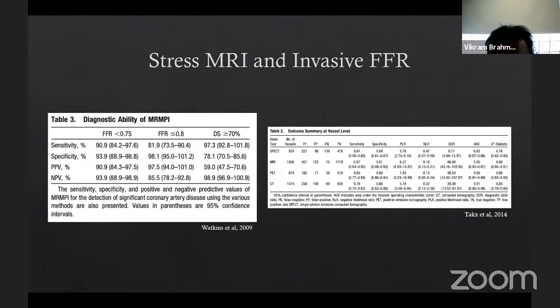So on the right side of the screen, we have a meta-analysis. And here, essentially finding the same thing. So comparing some of these non-invasive tests to FFR, MRI again has an excellent sensitivity, specificity. The area under the curve for ROC analysis is excellent, 0.95. Whereas if we look at SPECT, which is the most common gatekeeper right now to the cath lab, really not as good. So this does make the case that MRI would be a better gatekeeper. PET also does a reasonably good job, but it's much less available.